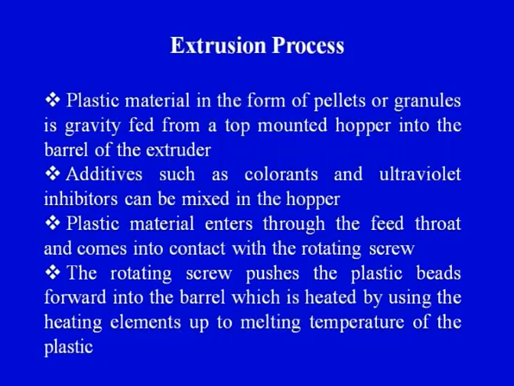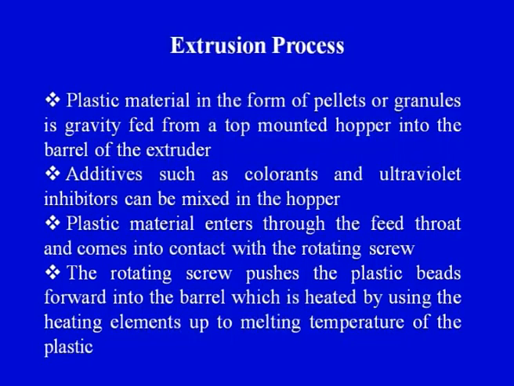Now the plastic material enters through the feed throat and comes into direct contact with the rotating screw. So the raw material has entered into the system. Now the rotating screw pushes the plastic beads forward into the barrel. The barrel has a definite length, and from the place where the raw material enters, the rotating screw pushes this material forward towards the die. The rotating screw pushes the plastic beads forward into the barrel, which is heated by using the heating elements.